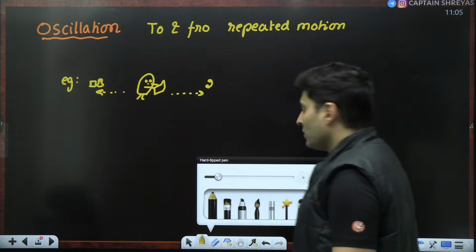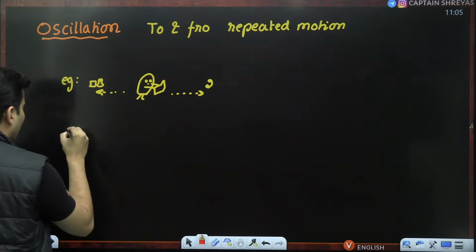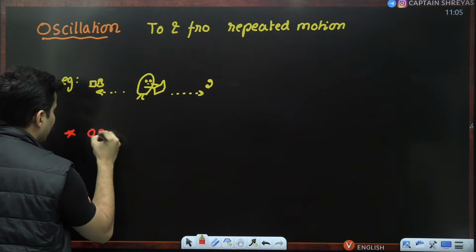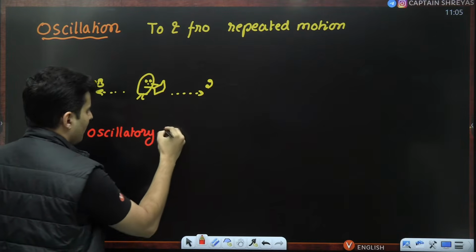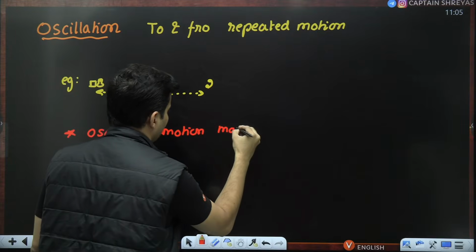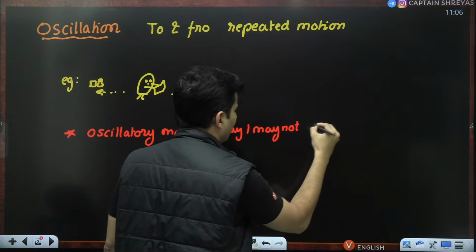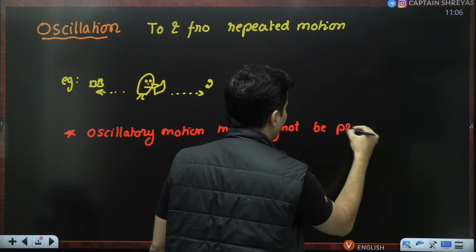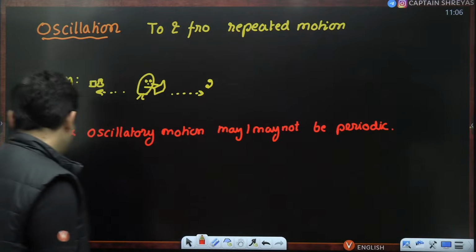Now, it is not necessary that it is periodic. It is very important: oscillatory motion may or may not be periodic motion. Now, what is the meaning of periodic motion? I will define it on the next slide.